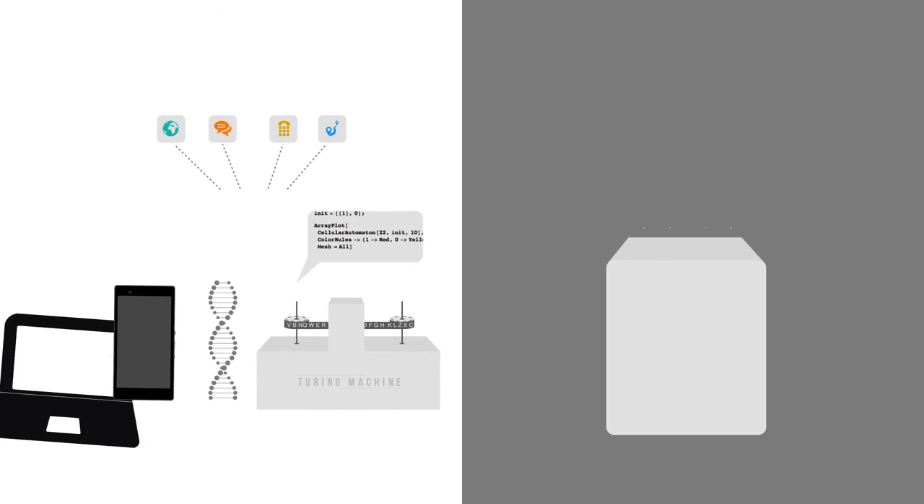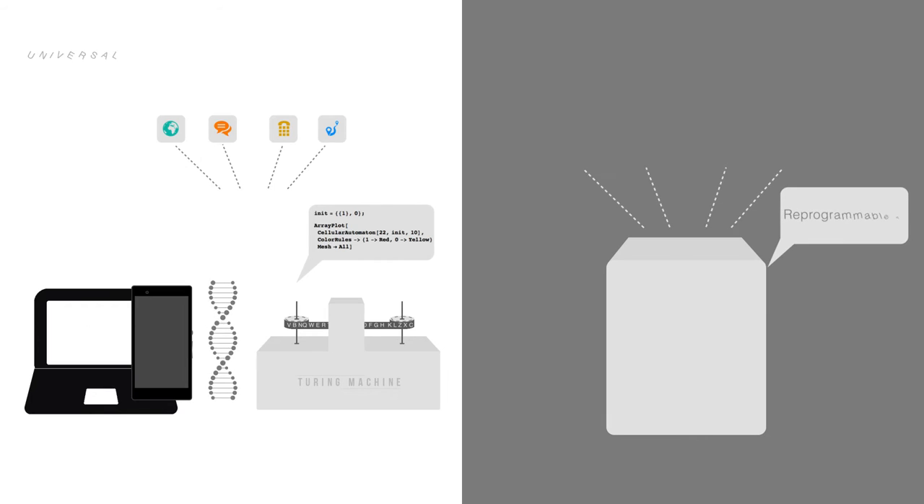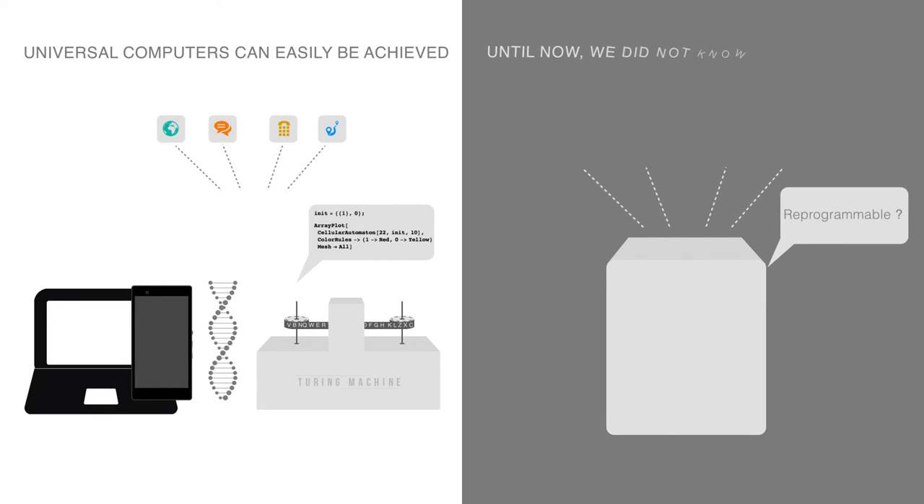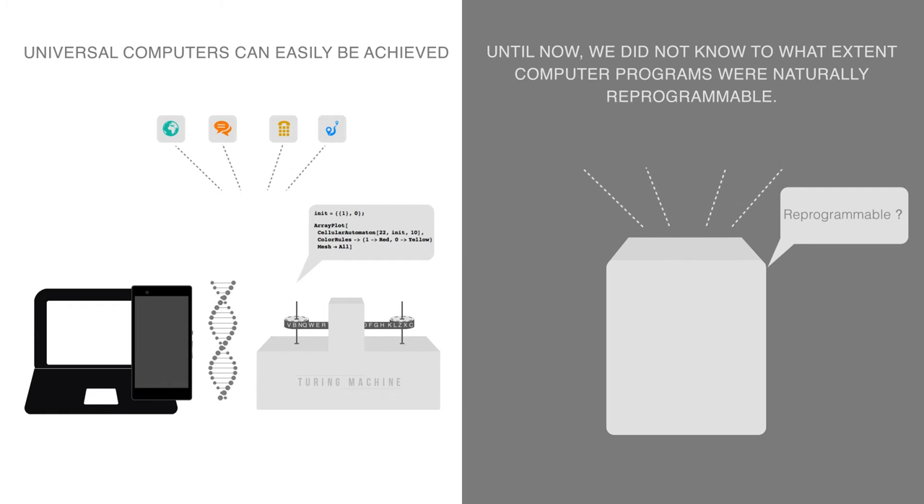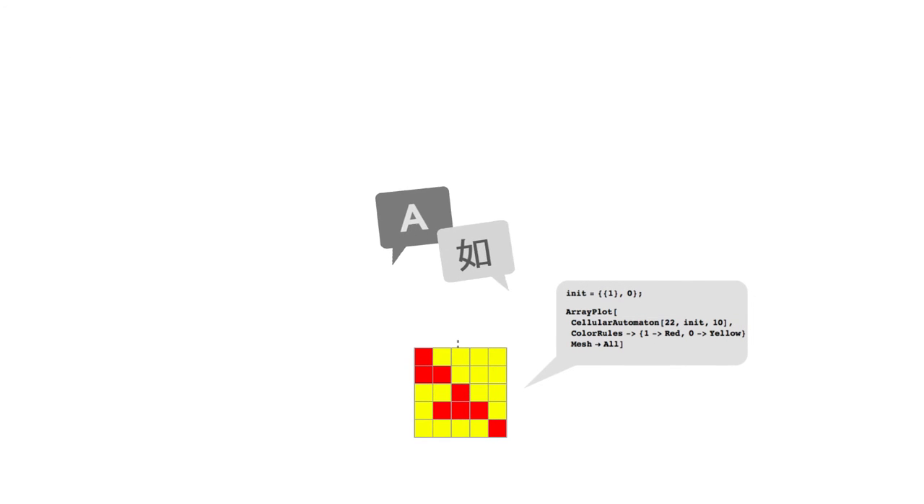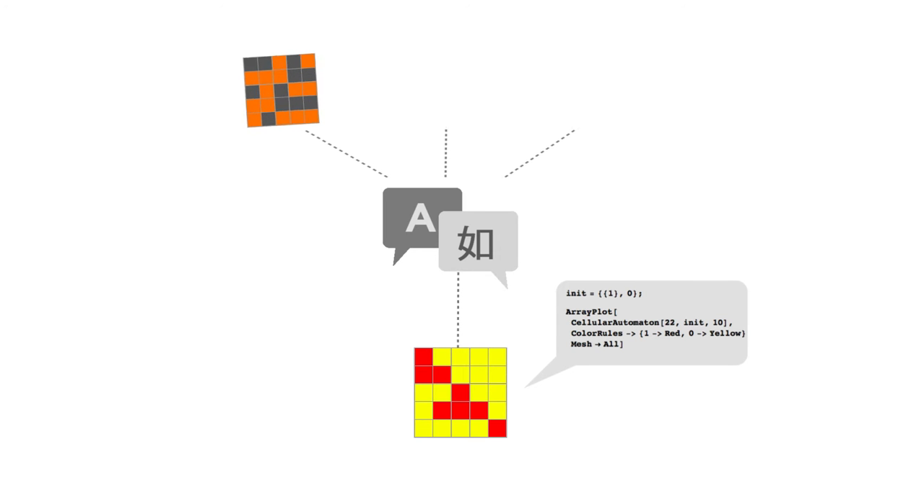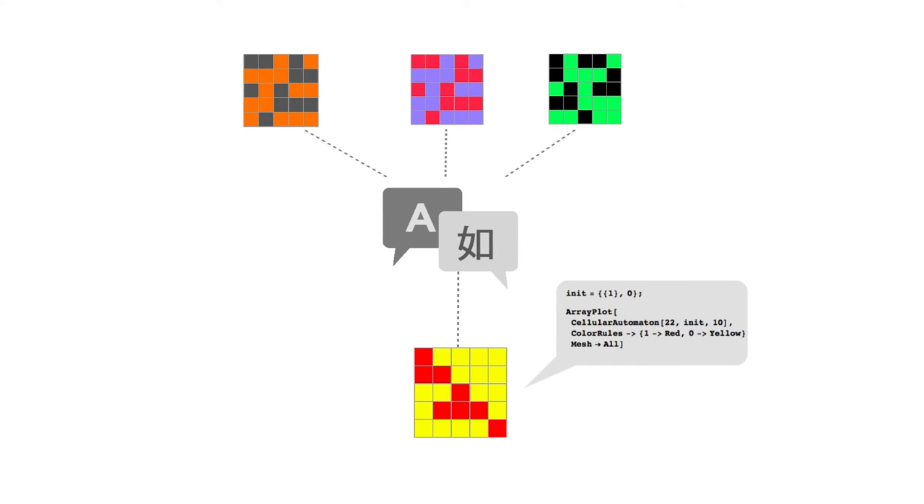But while computer scientists have known for a while that creating universal computers can easily be achieved, until now, we did not know to what extent computer programs were naturally reprogrammable. By using an emulation technique related to the concept of a computer compiler, we were able to show that almost any random computer program is reprogrammable.